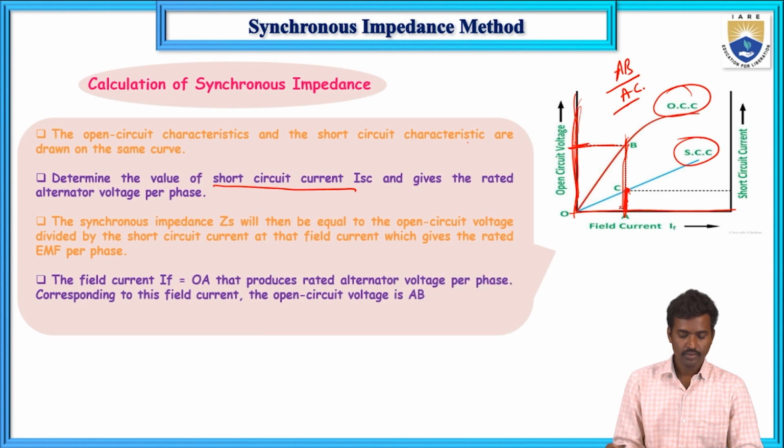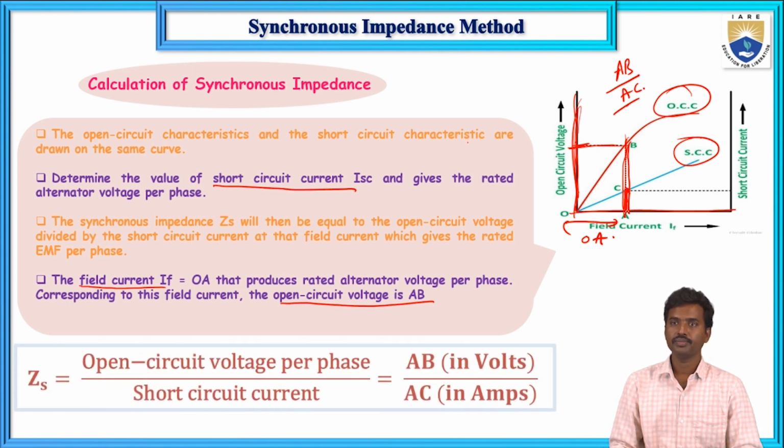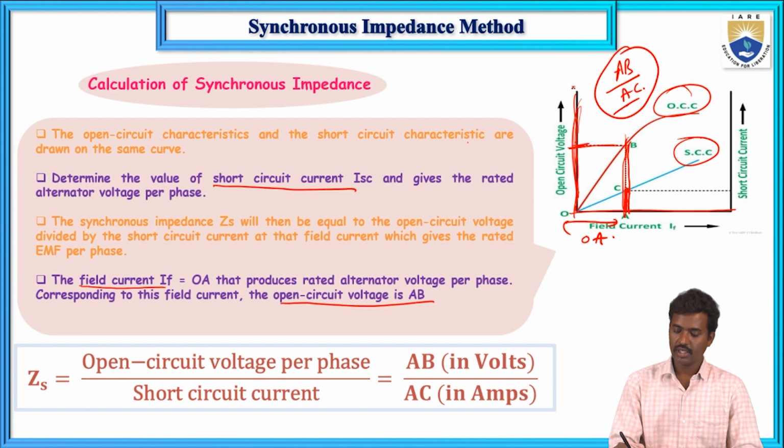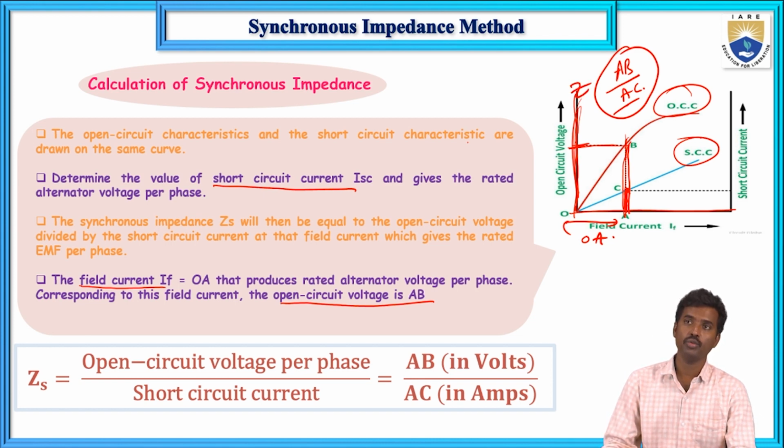Now here OA is the field current, and it produces the rated voltage per phase according to the field, when the open circuit voltage is this one, AB. Next, this AB by AC is the impedance. Z equals voltage divided by current. Here the voltage is the open circuit voltage and the current is the short circuit current.